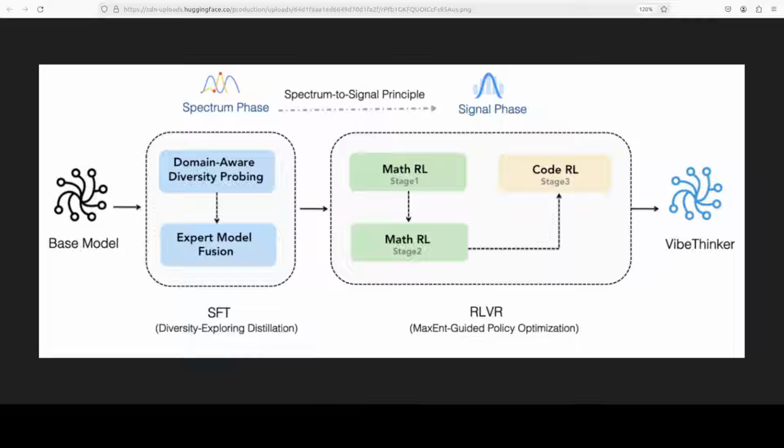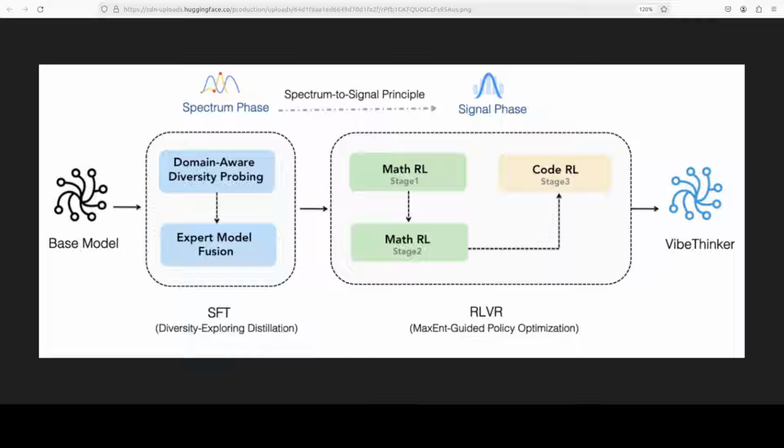So the pipeline, as you can see on your screen, begins with a supervised fine-tuning stage focused on diversity exploring distillation, where the model is trained to generate a wide spectrum of diverse problem-solving paths via domain-aware diversity probing and expert model fusion. This whole thing is then immediately followed by a reinforcement learning with verification and reward stage, which is of course an optimized version from DeepSeek, the signal phase. And then they are using MaxEnt guided policy optimization.